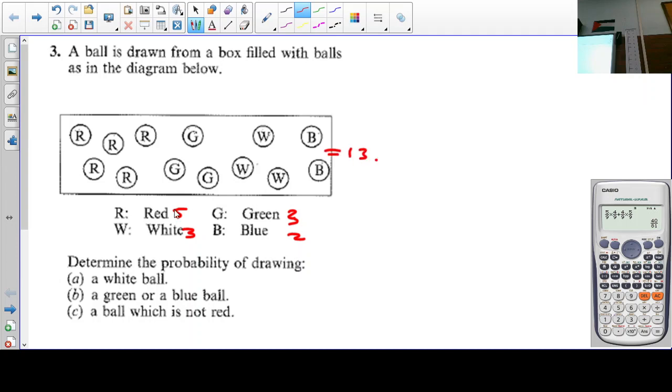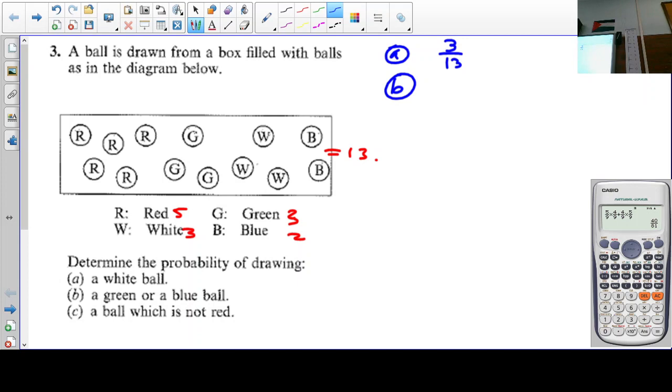Okay. So what is your number of possible outcomes? 13. Your favorable outcomes is the condition given. Okay, you guys understand? Right, let's go with the first question. Determine the probability of drawing in the first case a white ball. 3 out of 13. B.